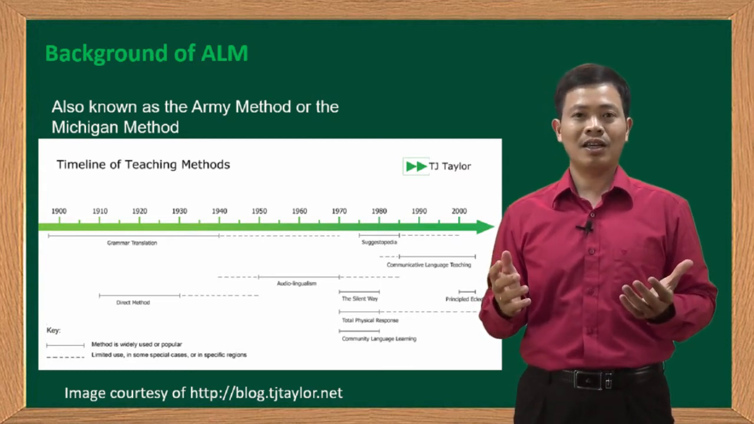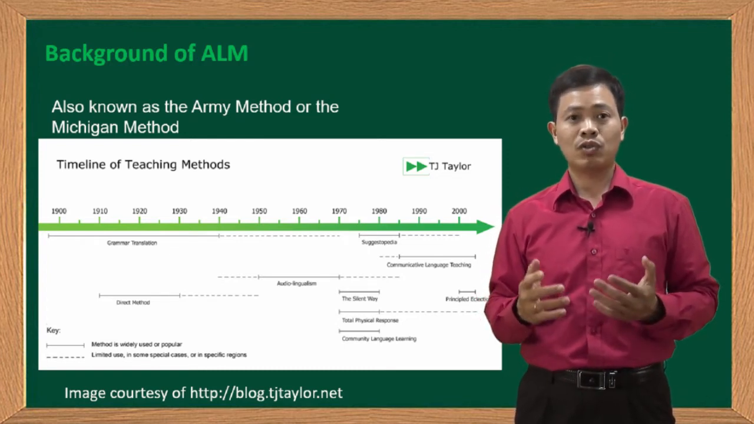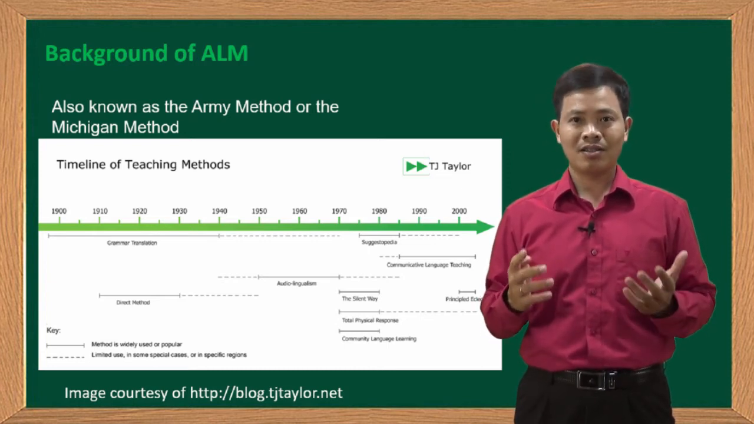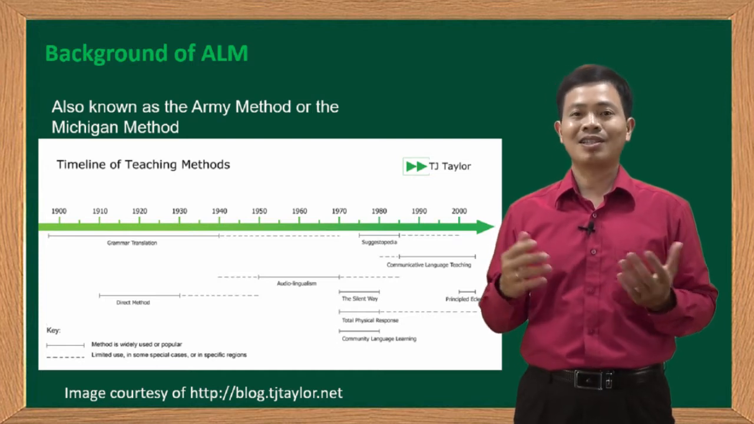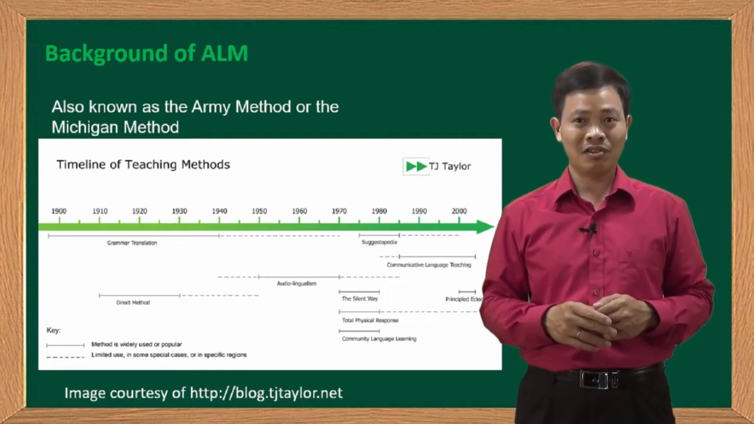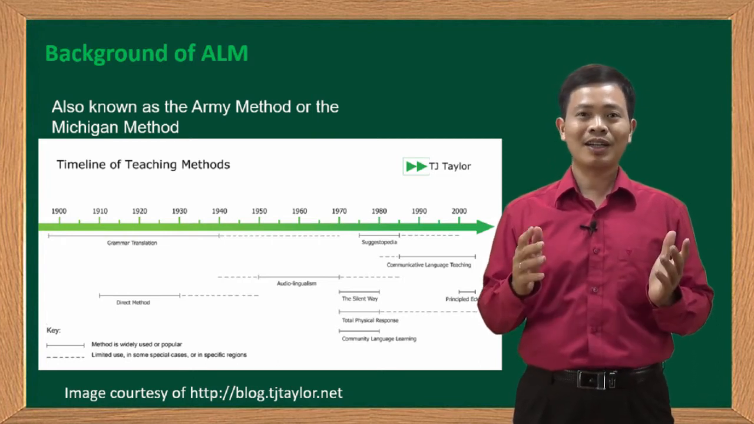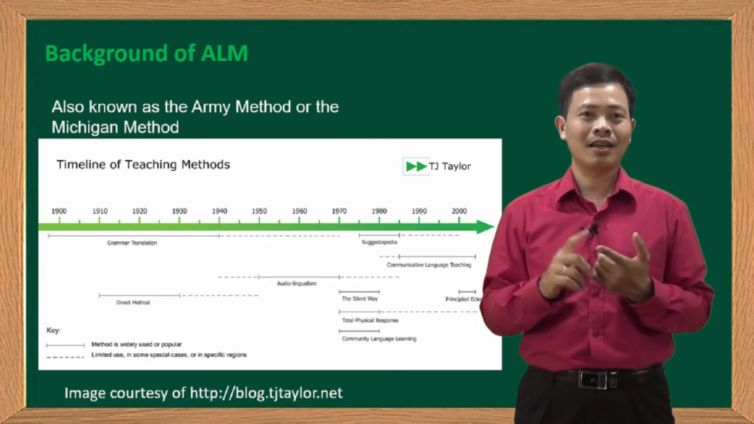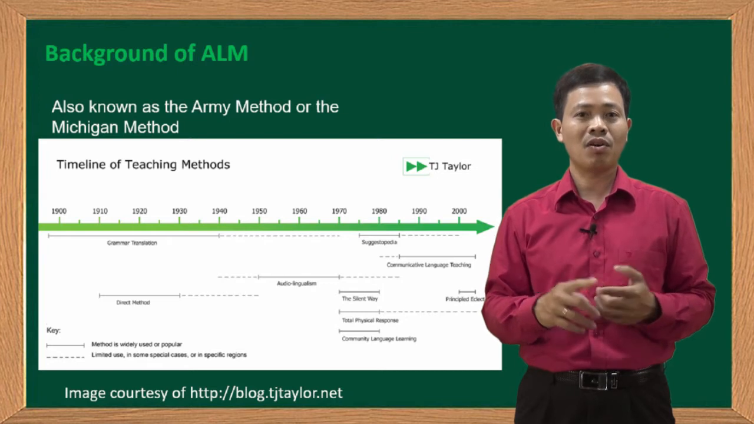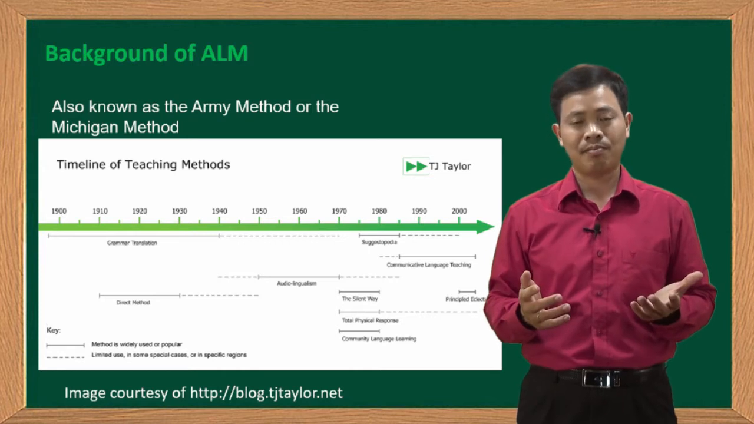This method is based on Skinner's behaviorism theory, and it assumes that a human being can be trained using a system of reinforcement. If this idea does not ring a bell, please go back to the video on behaviorism in this series to review. So, going back, in the audiolingual method, correct behavior receives positive feedback, while errors and mistakes receive negative feedback.